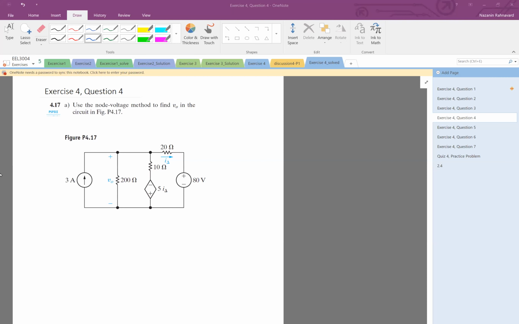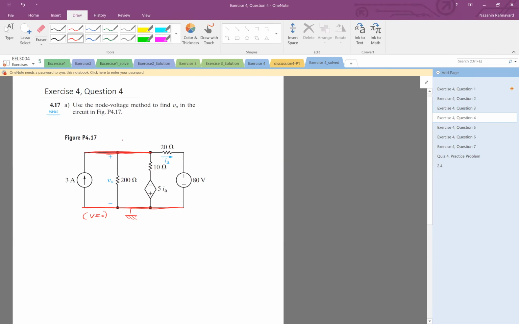So using the node voltage analysis to find VO, let's first start by finding the essential nodes. So this is one essential node, and then this is also another essential node. They're all connected together, so there's like one node. And that's it. So let's put this as a reference node. So the voltage is 0 here.